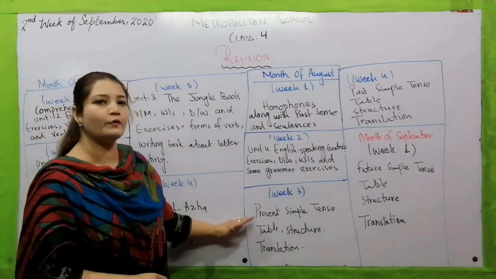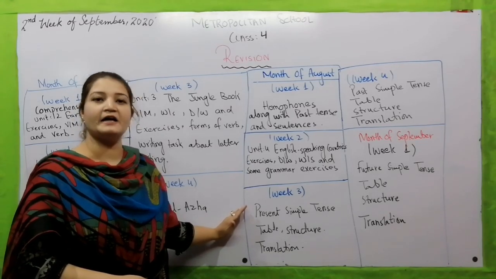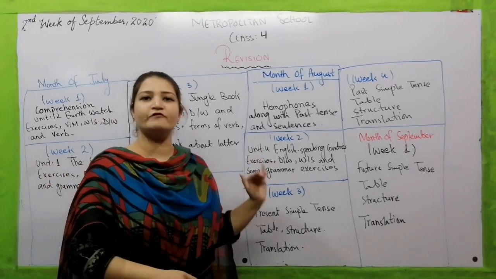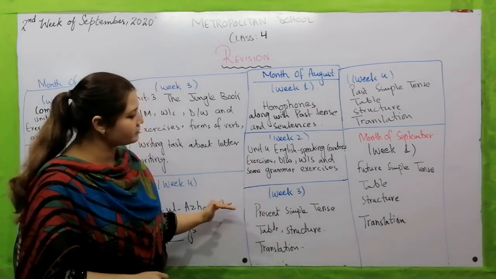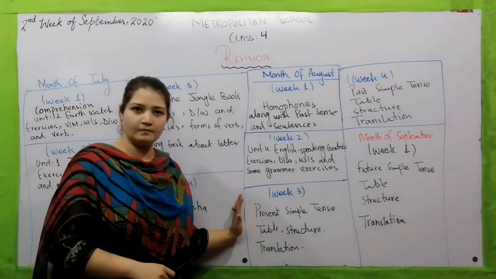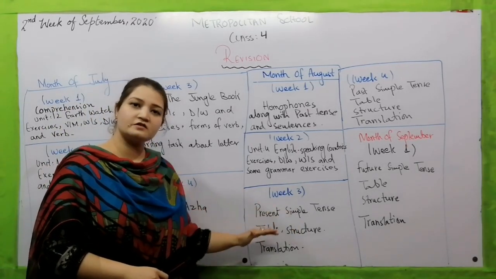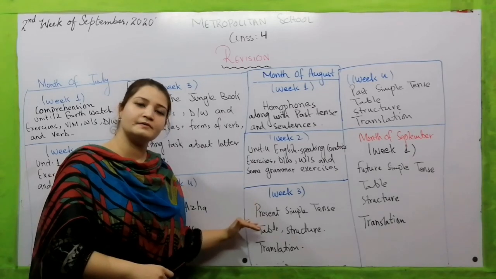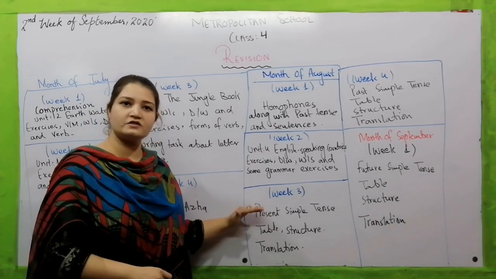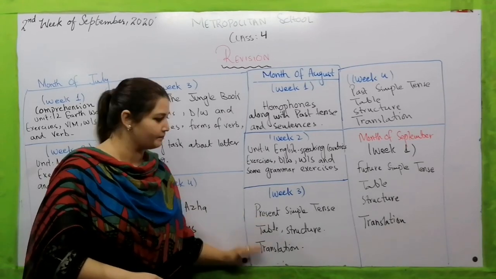Now let's move towards week 3. In week 3, we started doing the tenses. I told you 3 basic tenses: present tense, past tense, and future tense. We started with the present simple tense. We studied its table, its structures, and we studied the usage of the present simple tense, that is, how we can make sentences by using this tense. We studied about translations as well.